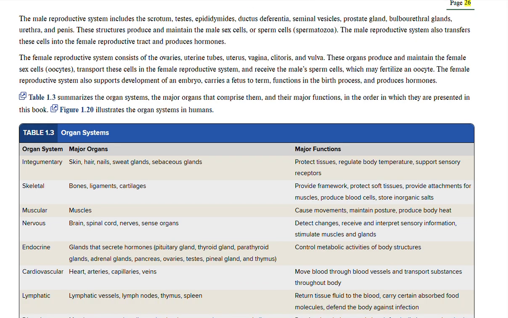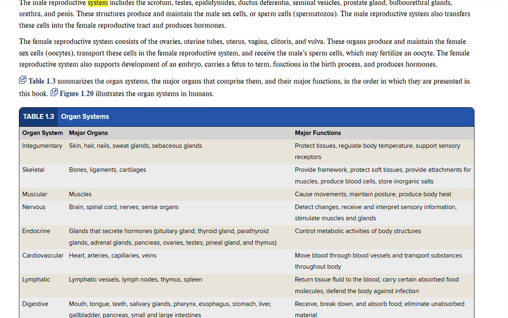Page 26. The male reproductive system includes the scrotum, testes, epididymides, ductus deferentia, seminal vesicles, prostate gland, bulbourethral glands, urethra, and penis. These structures produce and maintain the male sex cells, or sperm cells, spermatozoa. The male reproductive system also transfers these cells into the female reproductive tract and produces hormones.